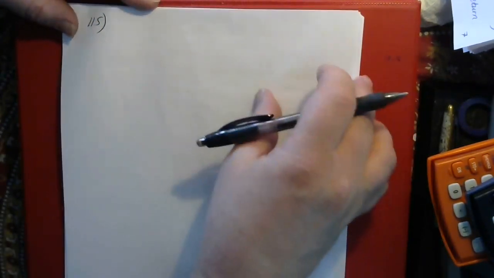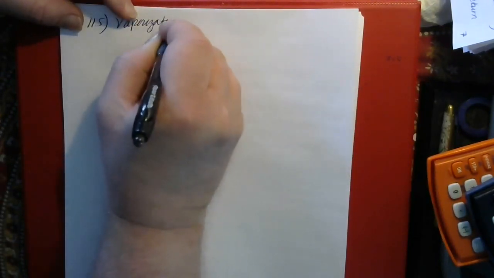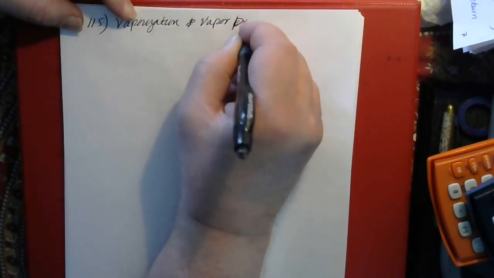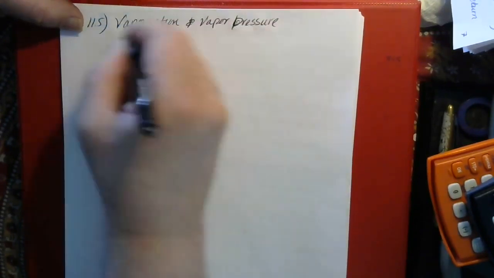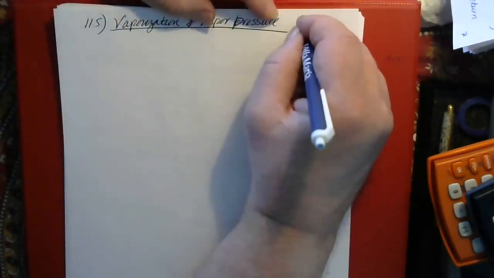Okay, moving on now, we can get into some of the actual phase changes. Section 11.5 is about vaporization and vapor pressure. We've already mentioned vaporization. It's just a fancy word for boiling. So we're talking here about the transition from liquid to gas.